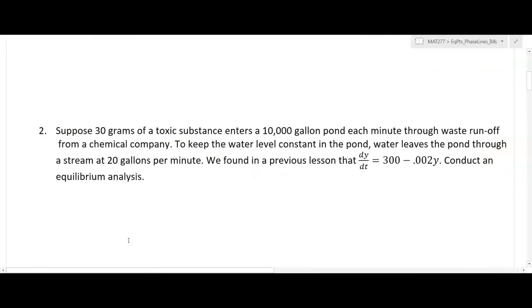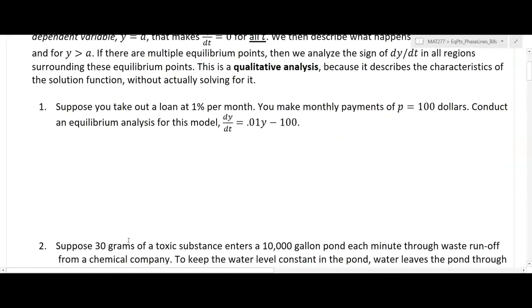In some cases you just want to conduct this quick analysis to gain more insight about your solution. So here's a problem we looked at in the previous lesson. Suppose you take out a loan at 1% per month. You make monthly payments of P equals $100. Conduct an equilibrium analysis for this model, which when P was 100, we had 0.01y. That's the interest component, the inflow of money increasing your balance, but then you're taking away $100 from that balance.